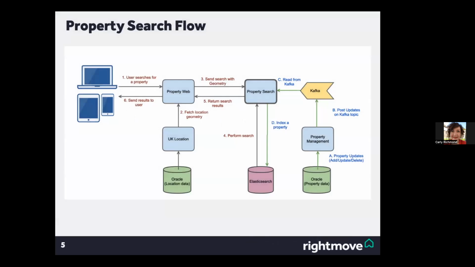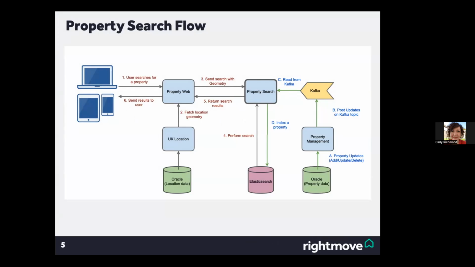Let's look into the flow. On the right hand side is the user. Whenever a user wants to search for a property, they can use our mobile app or the website, and then they put in all the filters that we have provided to make specific searches for a property in a specific region. And the request will come into property web, which is one of our web services, one of the microservices that we use.